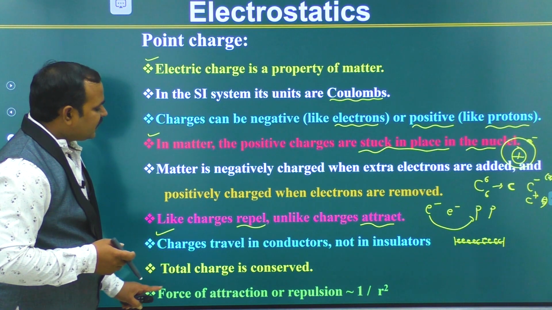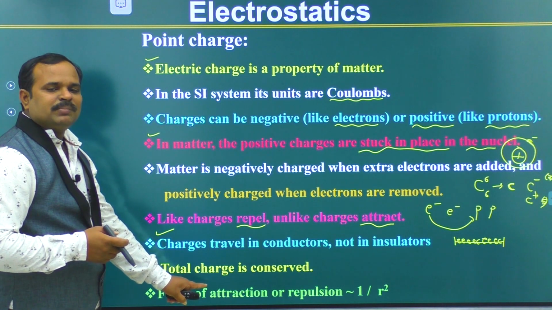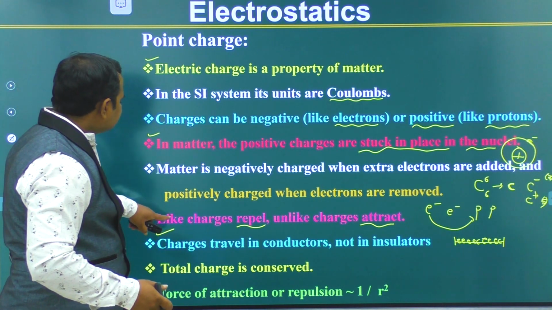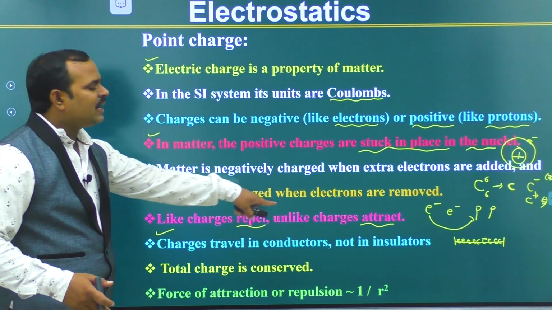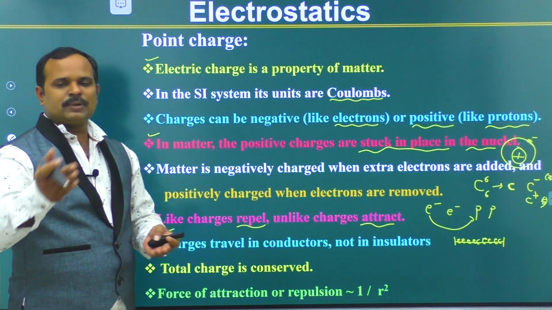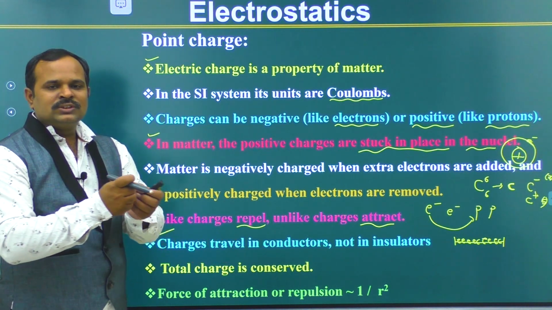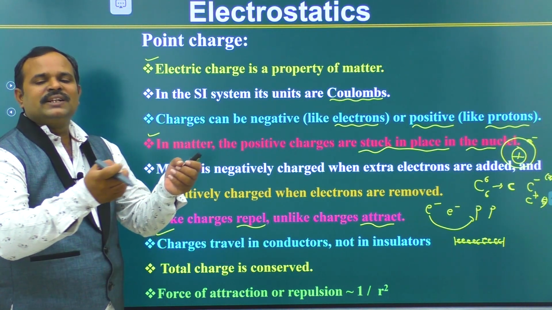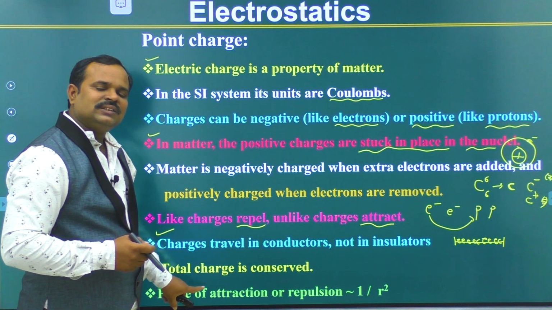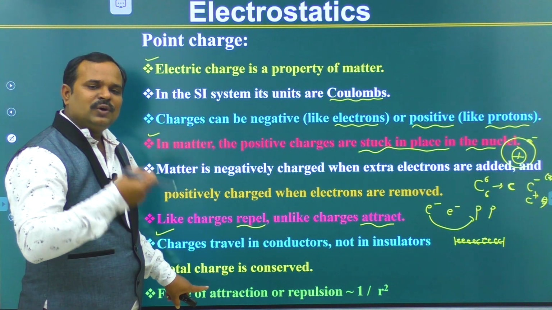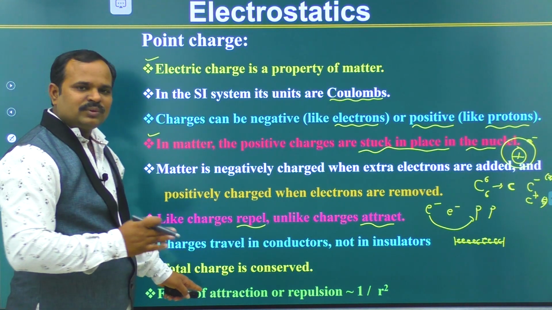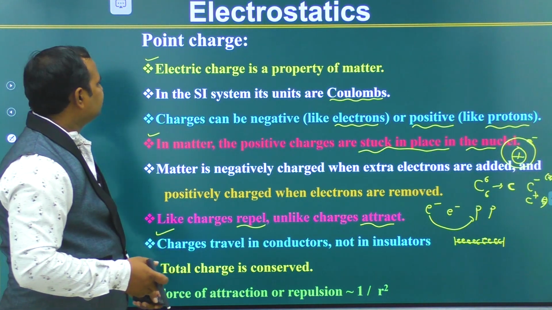The force of attraction or repulsion is inversely proportional to the square of the distance. This is the inverse square law. So here we have discussed like charges repel, unlike charges attract. Now the force of attraction or force of repulsion follows the inverse square of the distance between them. That means the force of attraction or repulsion follows the inverse square law. This is Coulomb's law. We will discuss this in the next slides.